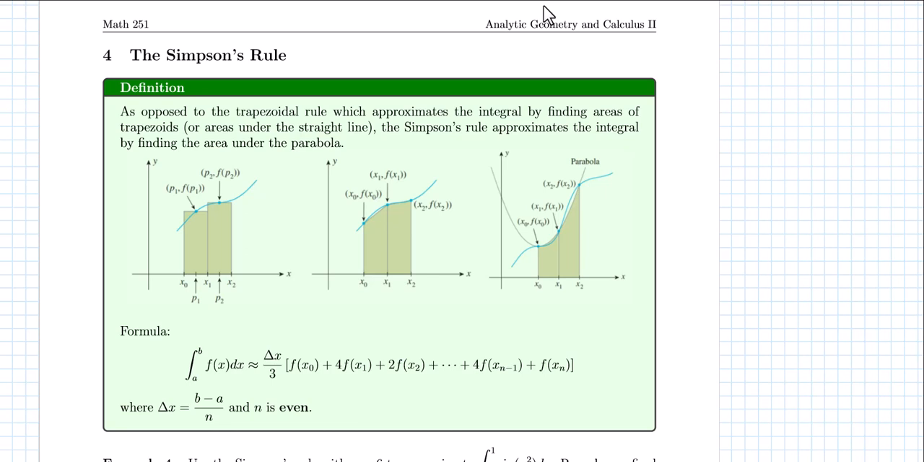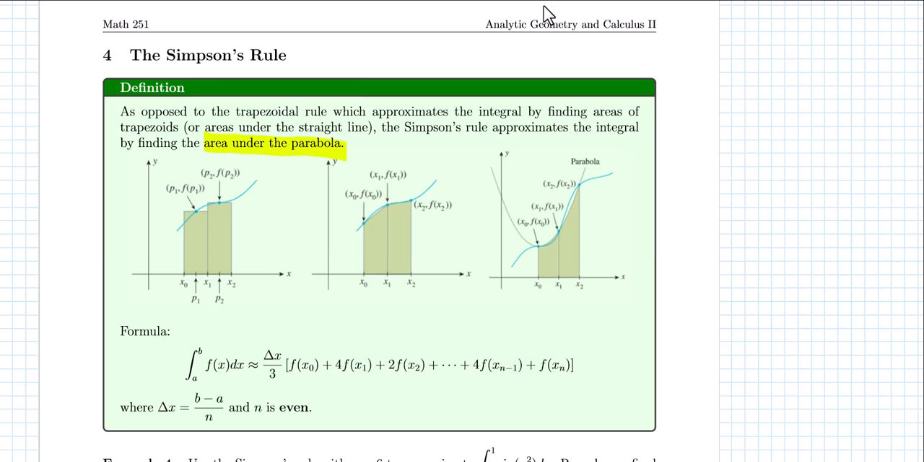Now, in this video, we're going to be talking about a new rule which is going to be better than the other ones. And this rule is known as Simpson's rule. As opposed to the trapezoidal rule, which approximated the integral by finding areas of trapezoids, Simpson's rule is going to be approximating an integral by finding the area under parabolas.